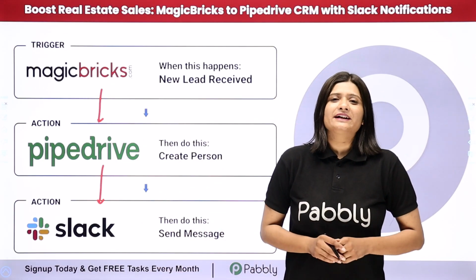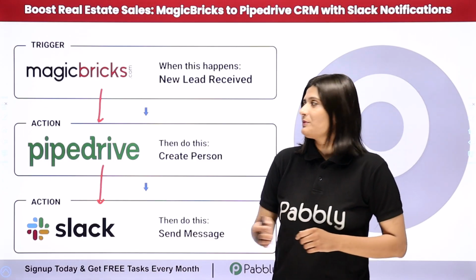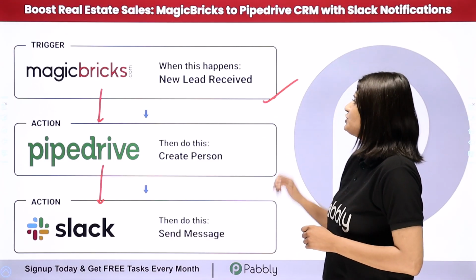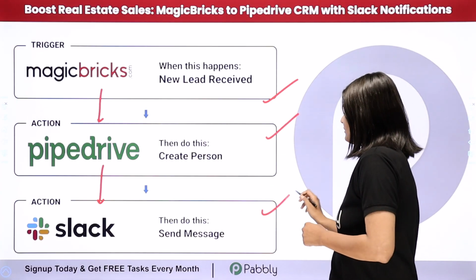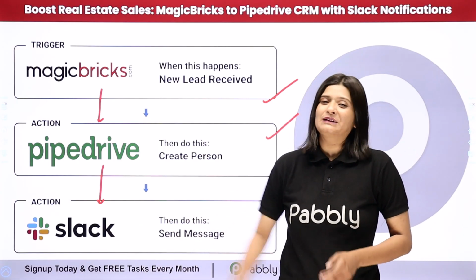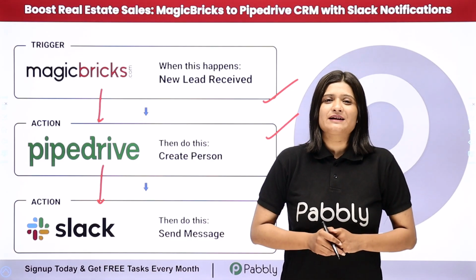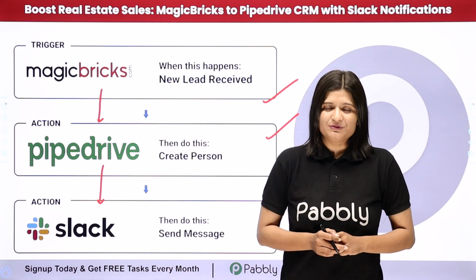With the help of Pabbly Connect, I am going to build this connection in such a manner that whenever I capture a new lead from MagicBricks, I am going to create a person in my Pipedrive account and then send a channel message to my team on Slack. Now if you want to learn the step-by-step process, then let me take you to my screen.